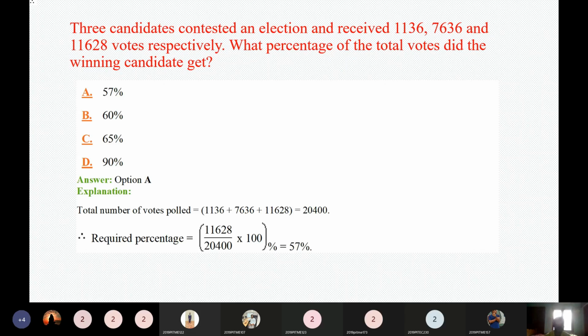Now you take that the person who won the election got 11,628 votes. You know that 11,628 divided by the total votes polled, 20,400, into 100 will give you the percentage of votes received by the winning candidate. So 11,628 divided by 20,400 into 100 will give you 57 percent. So the winning candidate got 57 percent of the votes.